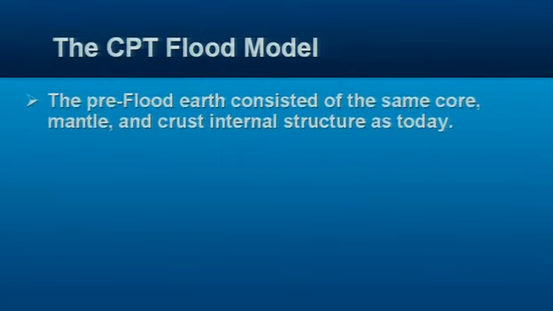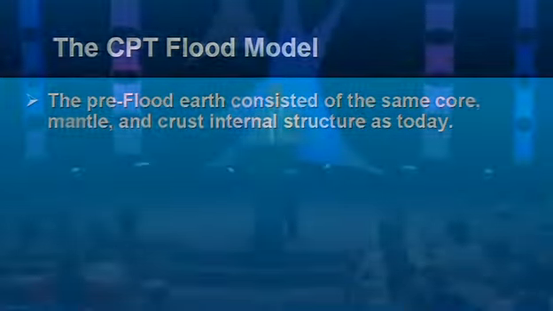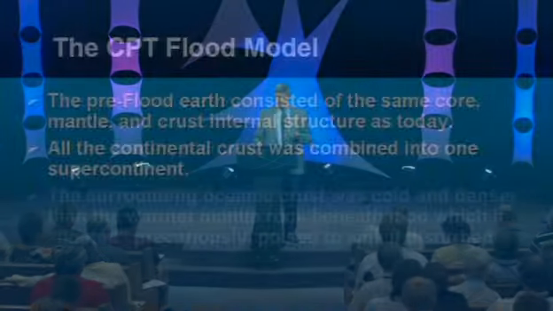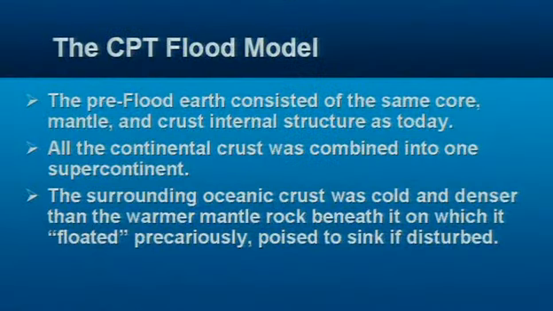Earth consisted of the same core, mantle, and crust internal structure as we see today. And it's only reasonable that God would have made the earth with that sort of structure because it works very well. All the continental crust was combined originally into one supercontinent, and we've just seen from Scripture the possibility that's a good assumption. Now, this is a key point.